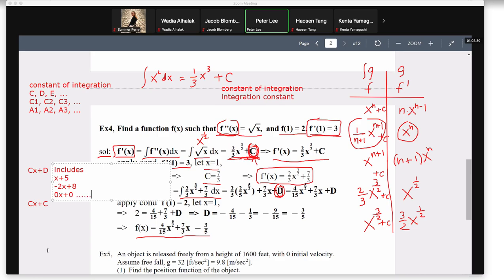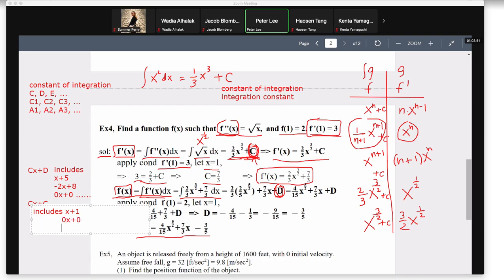Let me tell you what the Cx plus C includes. The Cx plus C, what does this include? It includes x plus 1. Or it could include Ux and then plus U. And then it includes what?